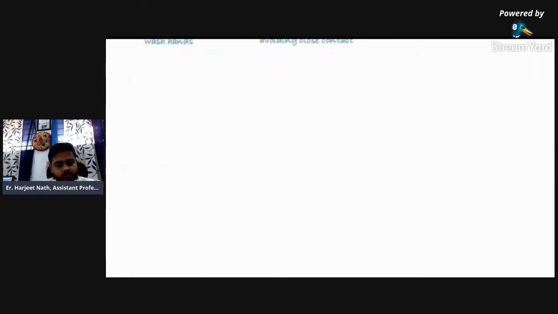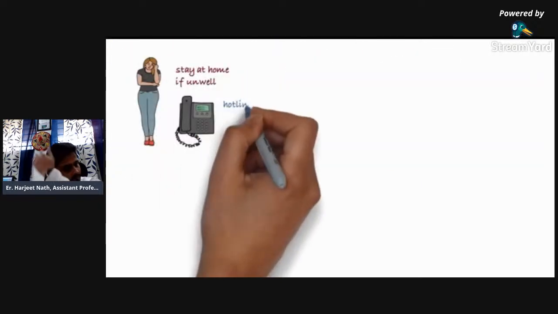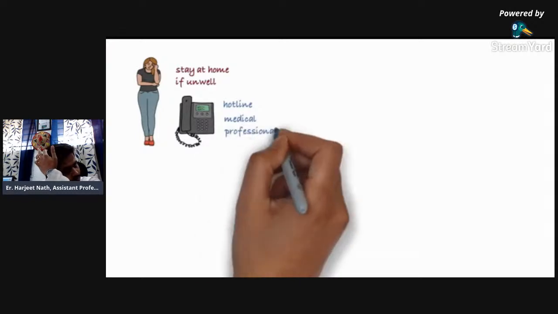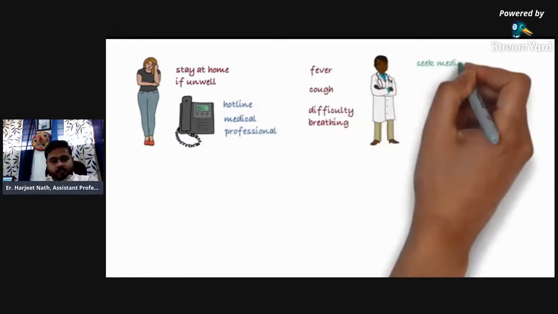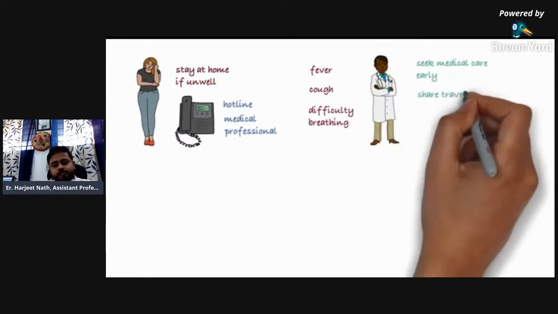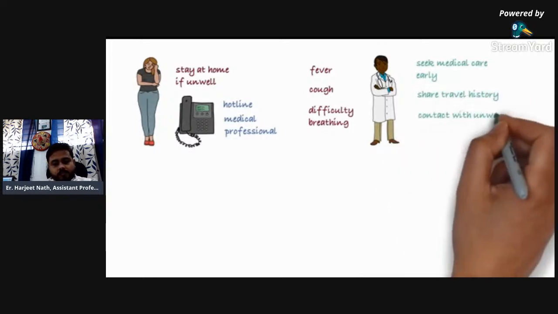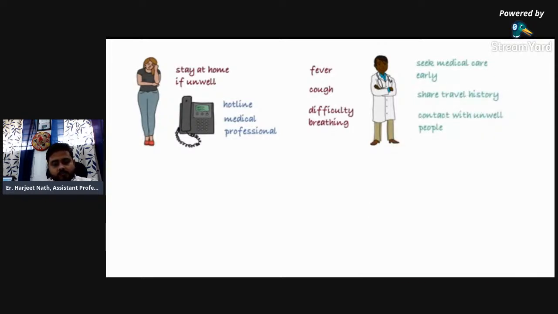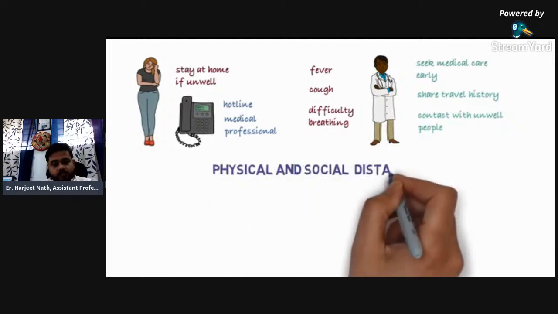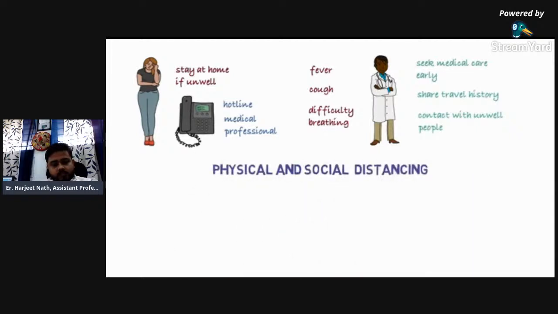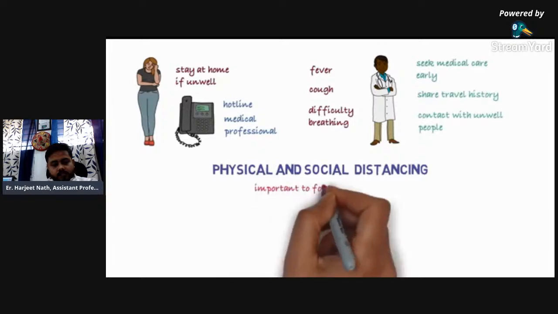It's important to stay home if you're feeling unwell and to call a hotline or your medical professional. But if you have a fever, cough, or difficulty breathing, seek medical care early and share your travel history or contact with someone unwell with your healthcare provider. In some areas, governments have implemented specific physical and social distancing measures to prevent the spread of the outbreak. It's important to follow their advice.